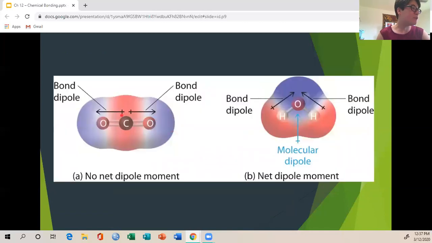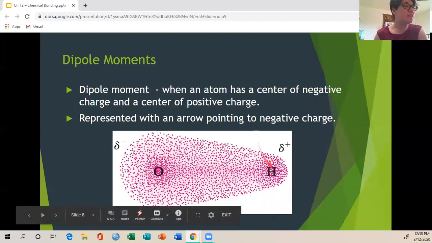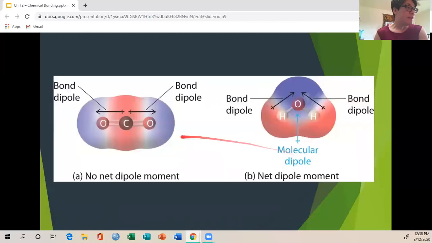And here is a picture of that. So you would put the plus side wherever it's positive, and you would put the minus, or the arrow pointing to the minus side. So here it says dipole moments are when an atom has a center of negative charge, which is here, and a center of positive charge, which is here. And we use that arrow to show that.